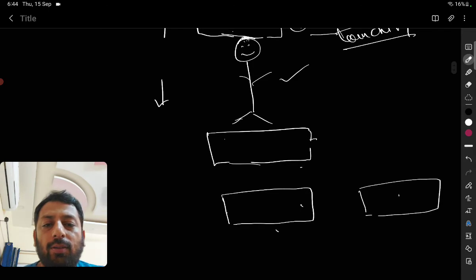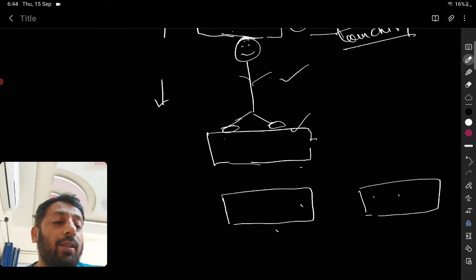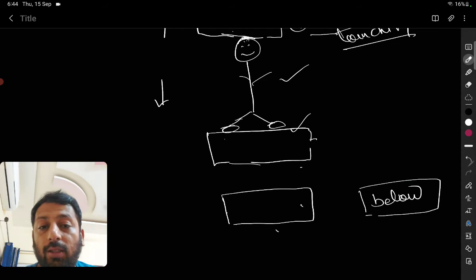Now we're going to talk about situations which are downwards. First of all, this one's really touching here. Whenever we talk about objects that are downwards, we use the preposition below. Anything that is downwards is below. But the interesting thing about this one is that this is touching the person.